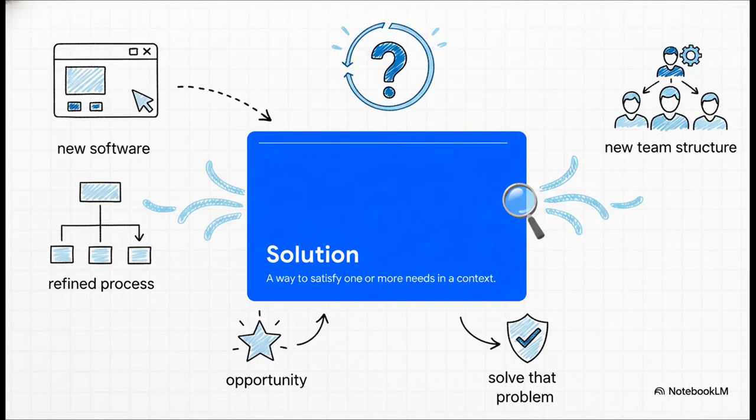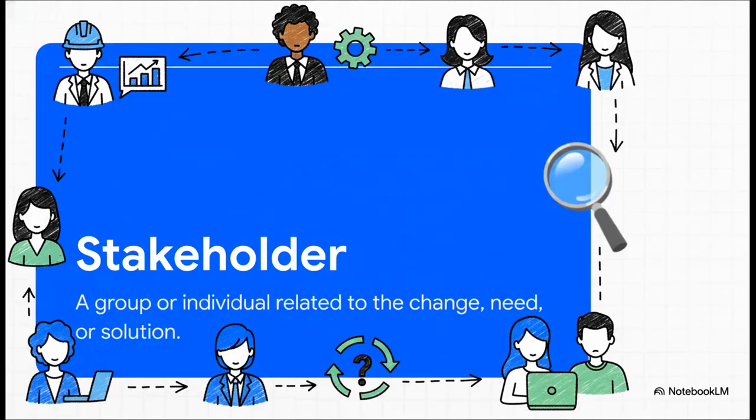So if the need is the question, the solution is the answer. It's the specific thing we do, whether it's building new software, redesigning a process, or even creating a new team, that satisfies that need and helps people solve that problem or grab that opportunity. Now, who is all this for? Well, that would be the stakeholders. And here's a really key insight. A stakeholder is not just the person using the final product. It's a whole bunch of people. It's anyone who's affected by the change, cares about the need, or has influence over the solution. We're talking customers, managers, developers, even government regulators.